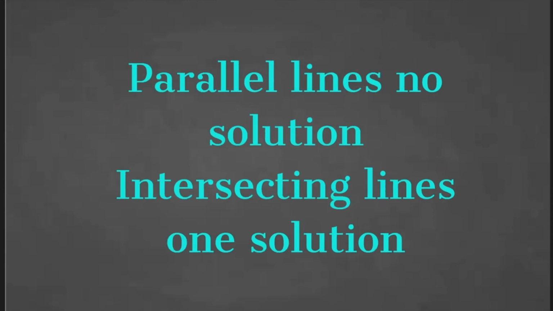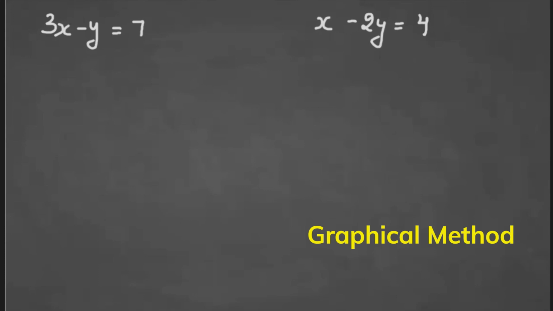When we draw the graph for two linear equations, there can be a case where the lines are parallel to each other. We don't have any solution for parallel lines, or the lines are intersecting. So we always have a solution for intersecting lines. Let's understand this with an example. We will take two equations. The first equation is 3x minus y is equal to 7 and the second equation is x minus 2y is equal to 4. To solve the equations with the graphical method, we always need to make a table so that we get the points to plot on the graph.